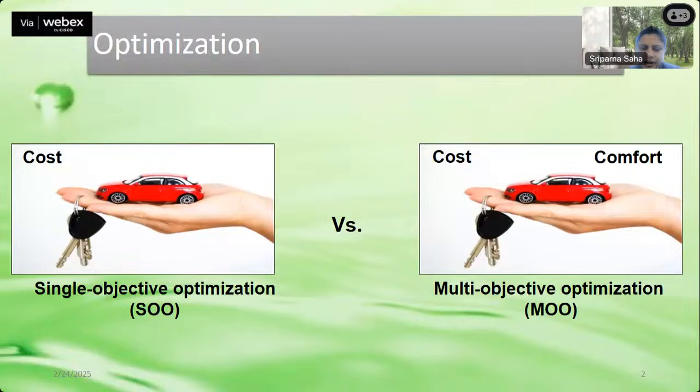Just to recap, this FDP is on multi-objective optimization. In multi-objective optimization, we are simultaneously optimizing multiple objective functions. Suppose we have two objectives, cost and comfort, while purchasing a car. Cost and comfort are conflicting objective functions. Either we have to minimize cost and maximize comfort, and it is not possible to simultaneously optimize them. If you are minimizing cost, then comfort will also be minimized.